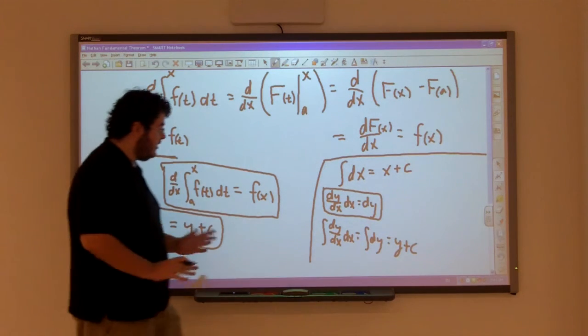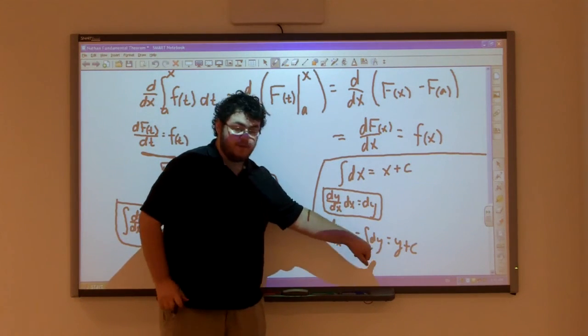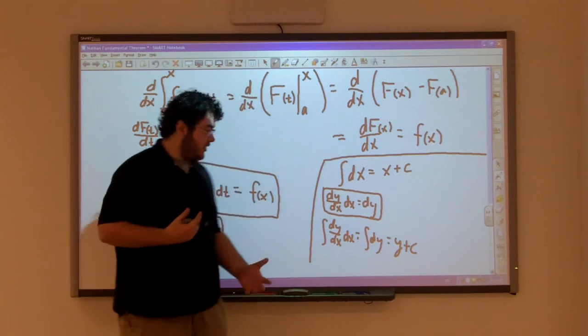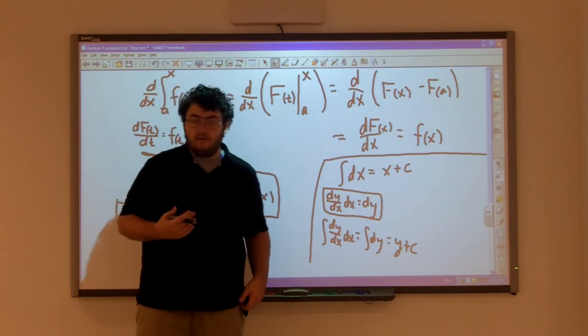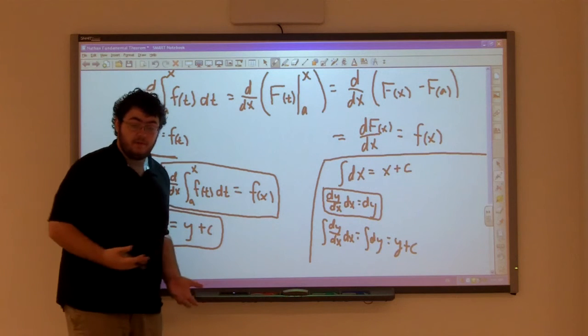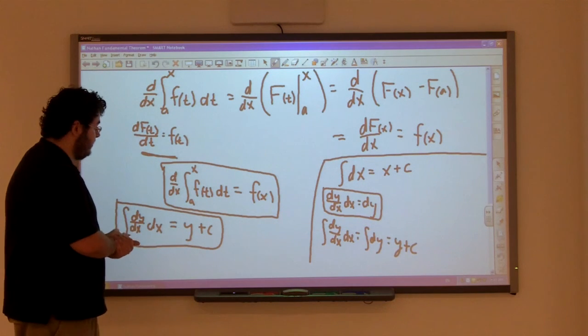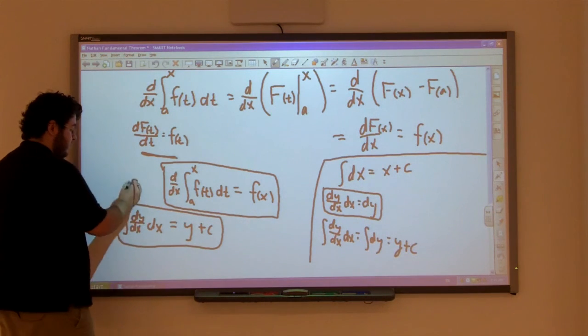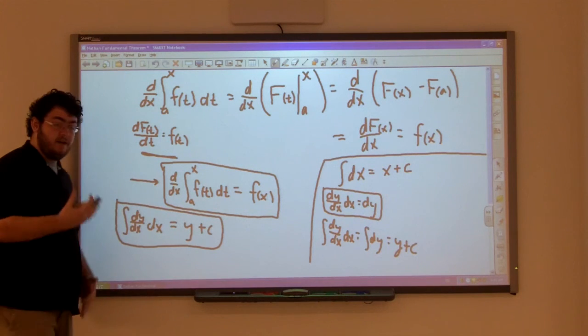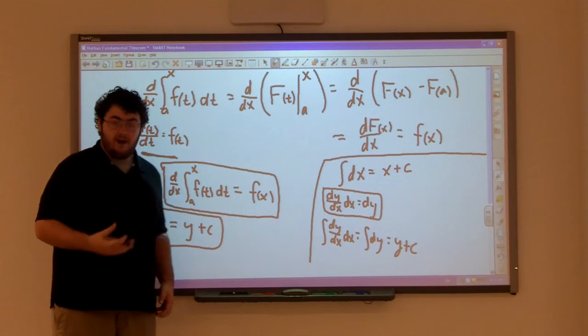And it doesn't matter what you're taking the integral with respect to. You can take it with respect to y, and you would do it just as if you took the integral with respect to x. You just have to switch your variables. So that is the fundamental theorem of calculus. This is one part, and then evaluating your integrals for areas is the other part.